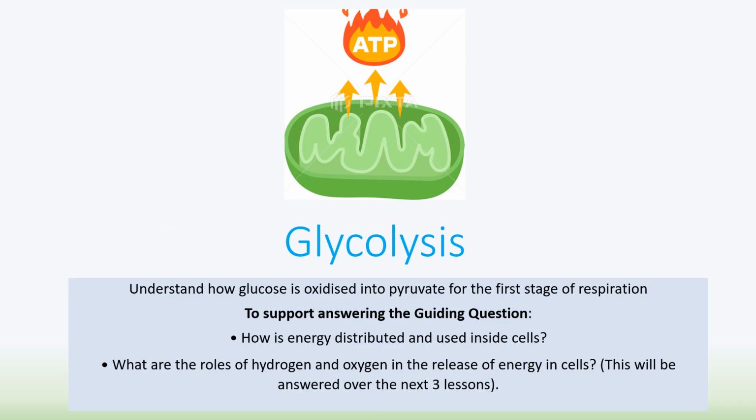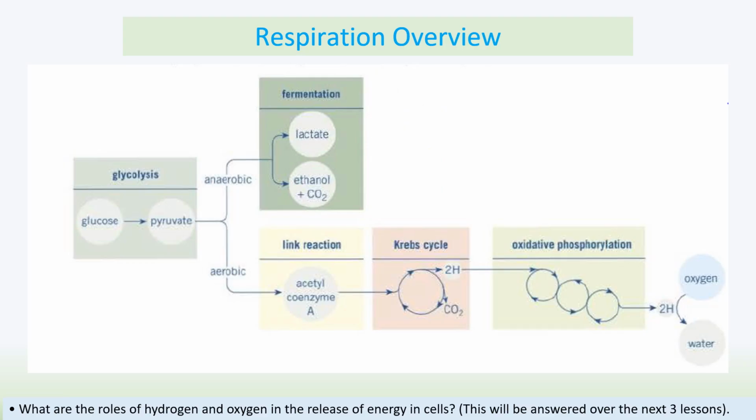So if we go on then to the first stage of respiration, which is glycolysis. There are basically 4 key reactions. We're talking about glycolysis in aerobic respiration, followed by the link reaction, followed by the Krebs cycle, and then oxidative phosphorylation. And let's have a look at how that process works.